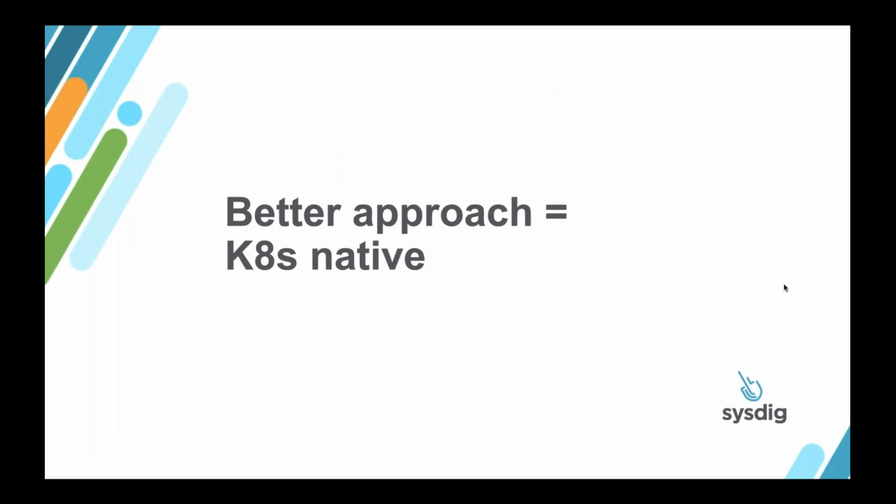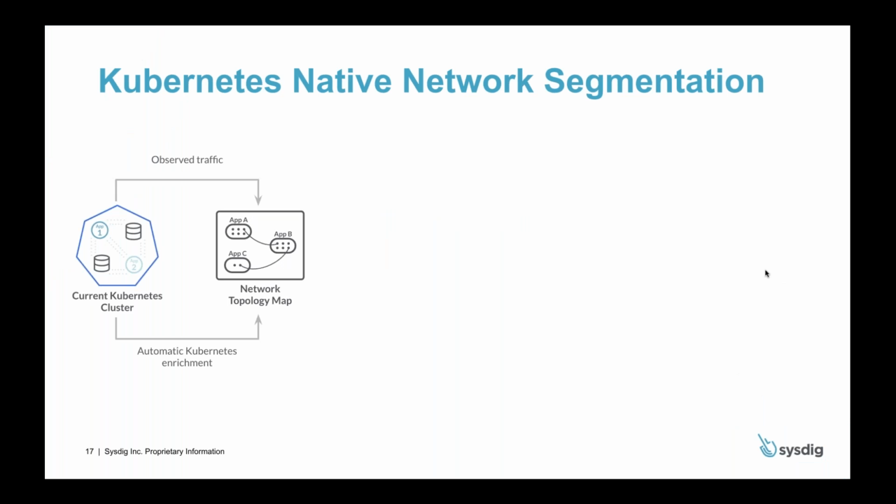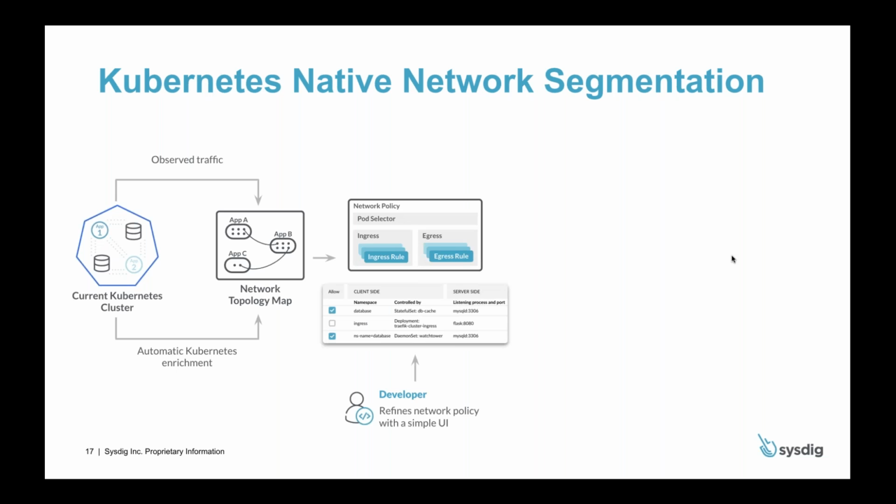The better approach here is to think about using the native tools that already exist inside Kubernetes, that build upon the philosophy of letting the Kubernetes platform itself handle segmentation. This is our approach, where we believe the native segmentation policies are the right way. When we think about how we apply this, the first step again is the visibility. We covered this earlier, where you have your current cluster, we observe the traffic, and we automatically enrich it with the Kubernetes metadata to give you this dynamic network topology map. The second thing that we do is baseline this network policy for you, the Kubernetes network policy, and allow your developer to use a simple UI to refine the network policy and apply the application knowledge that they know.